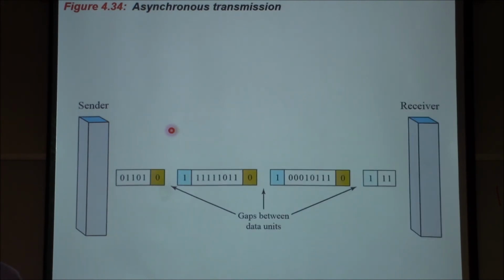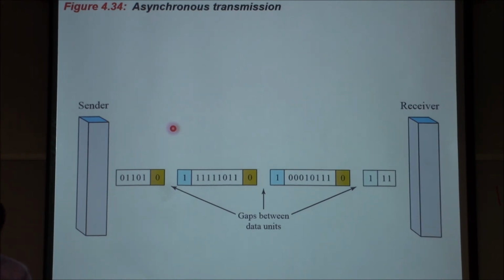Now, for serial transmission, we have 3 types. The first one is asynchronous transmission. When I say asynchronous transmission, what do I mean? I mean the time is irrelevant. The time is not important for asynchronous transmission. There is no need to synchronize the clock between sender and receiver. That's why it's called asynchronous. We don't need to synchronize.